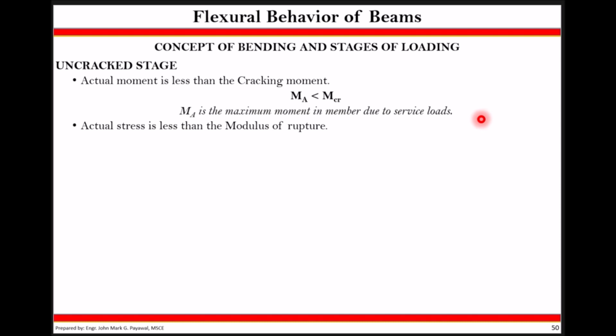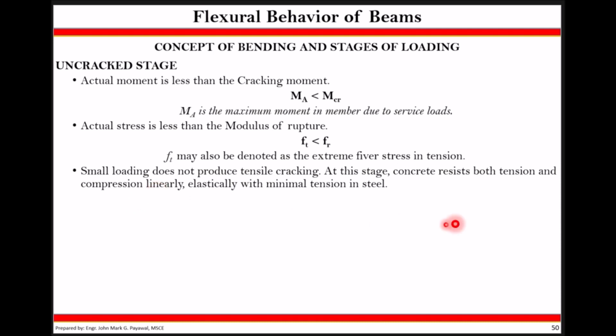Actual stress is less than the modulus of rupture. So what does it mean? This means that under uncracked stage, your F sub T is less than your F sub R. Again, F sub T is your actual stress in tension, and then your F sub R would be your modulus of rupture. F sub T could also be denoted, as mentioned a while ago, as the extreme fiber stress in tension. This is FIBER, not VICTORY, all right? So this is a typographical error. I apologize for that.